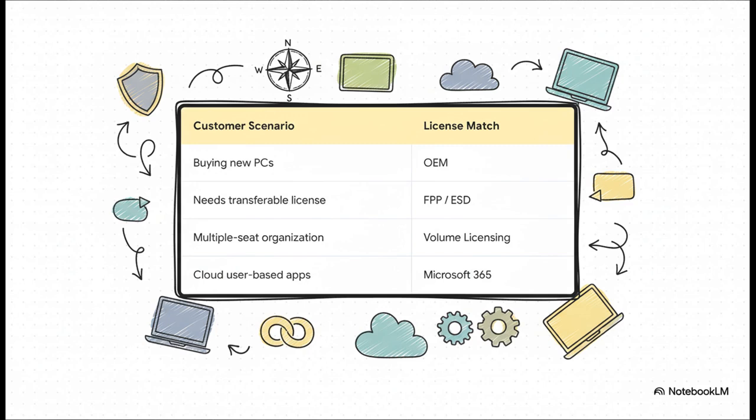Okay, check this out. This table is basically your first major shortcut. It boils down the most common situations into a really simple choice. Are they buying new hardware? You're almost always starting with OEM. Do they need the flexibility to move a license to a new computer down the road? Then you're looking at FPP. Managing a whole bunch of users, volume licensing is where it's at. Seriously, this one slide cuts out like 90% of the confusion right from the get-go.